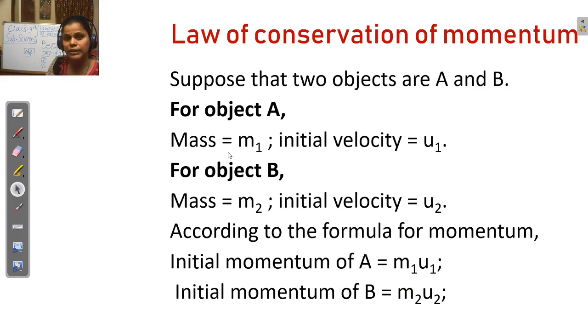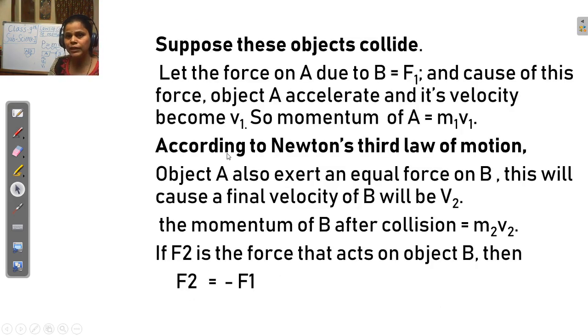It's clear? Then when these objects collide, let's consider, assume that the force on A due to the object B. Understand, student? Let the force on object A due to B, because the two objects A and B collide, be F1.